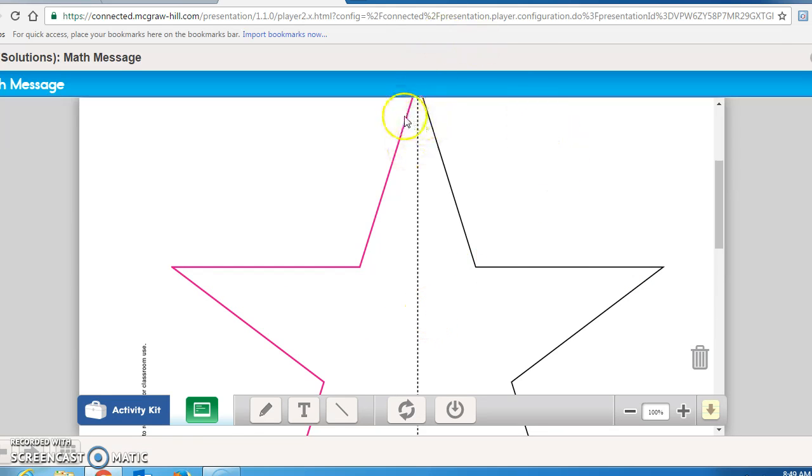When one side exactly matches the other side, they're said to have line symmetry. This fold on the line is called the line of symmetry.